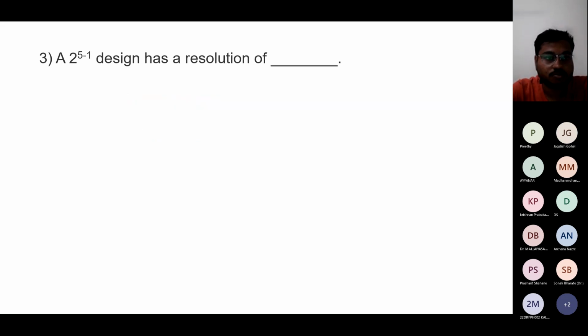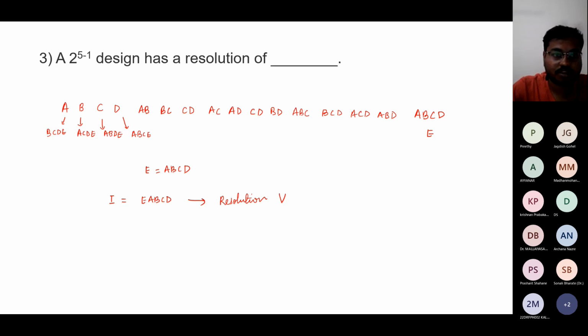So the third question is: 2 to the power 5 minus 1 design has the resolution of dash. For this design, we'll first make the table for four different factors, since 2 to the power 5 minus 1 is 2 to the power 4. So we'll have factors A, B, C, D. We'll again have the interaction terms taking two at a time, that is AB, BC, CD, AC, AD, and so on. Then we'll have interactions of three of those factors, which will be ABC, BCD, ACD, ABD, and so on. And finally, we'll have an interaction of all the factors, ABCD.